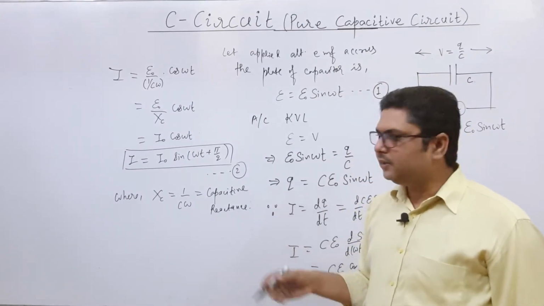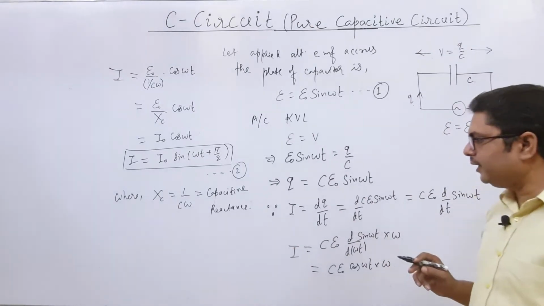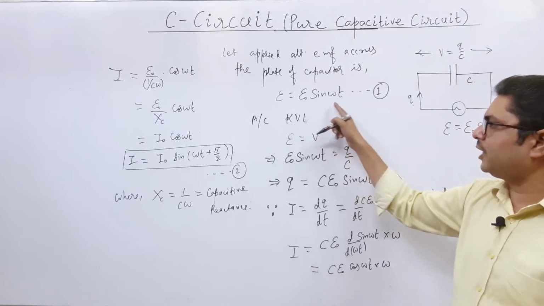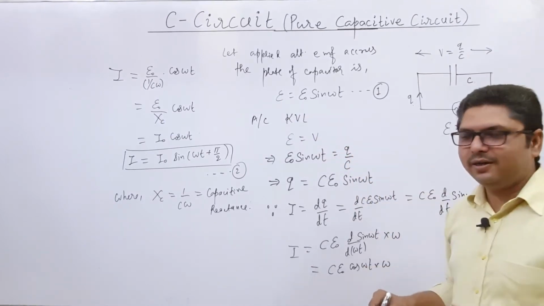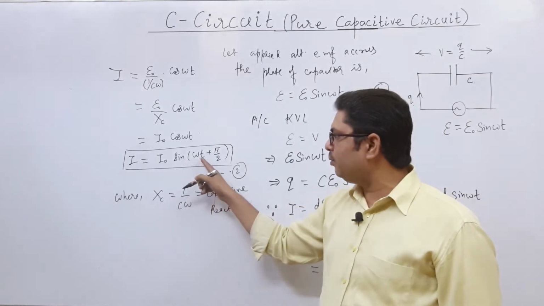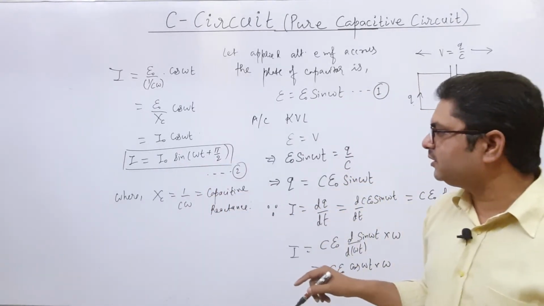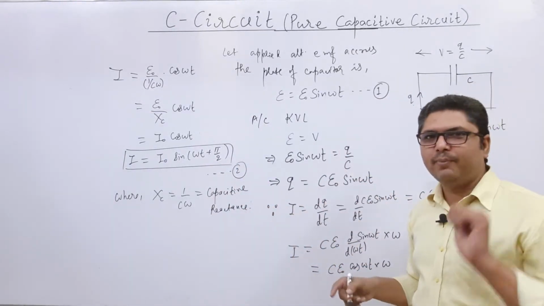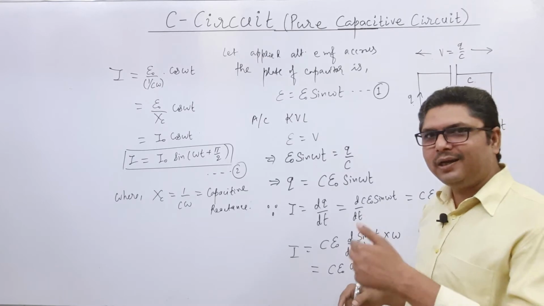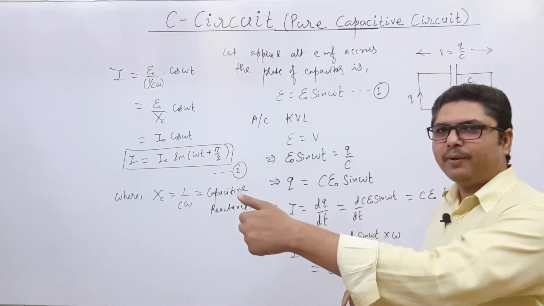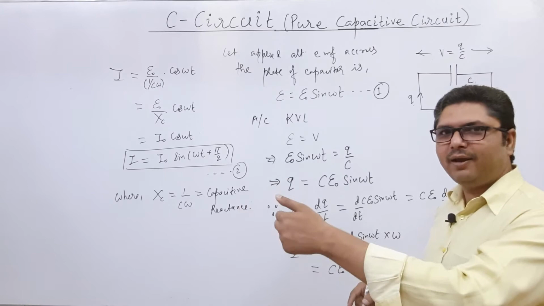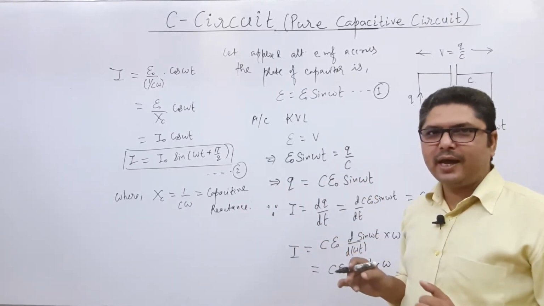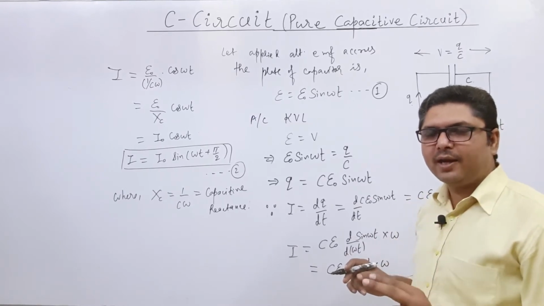Now, in this circuit, we have seen that the applied alternating EMF is E equals E naught sin omega t, and the generated current is I equals I naught sin omega t plus pi by 2. So, if we subtract omega t from omega t plus pi by 2, we get pi by 2. This means that current leads EMF by pi by 2, or you can say that EMF lags current by pi by 2. This can be understood with the help of a time diagram and phasor diagram.